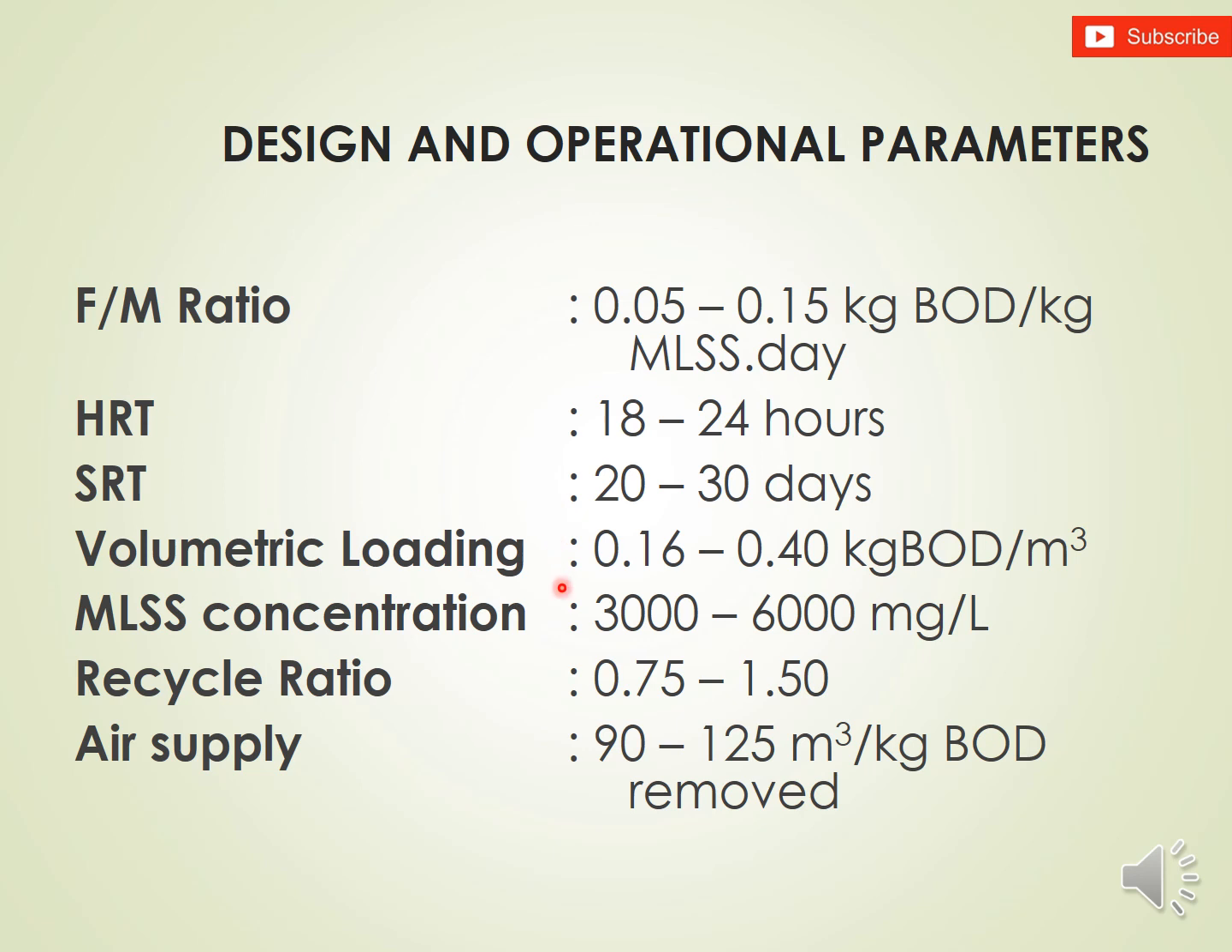Volumetric loading and mixed liquor concentration are also not so high. Recycle ratio is very high because the sludge amount is low. The sludge amount is very low, so we need to make the recycle ratio higher than the conventional one. Okay, and the air supply also is higher, and that's why extended aeration sometimes needs more energy to apply, but this is okay because we are only using it for a small premise, so the size of the plant is generally smaller than the conventional plants.